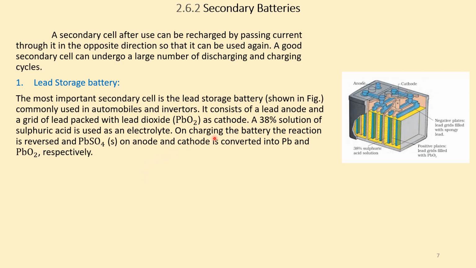The lead storage battery consists of a lead anode. See here, there is an anode which is made up of lead, and a grid of lead packed with lead dioxide, PbO2, as cathode. See, these are the cathode shown in light pink color. A 38% solution of sulfuric acid, as shown in the figure, is used as an electrolyte. On charging the battery, the reaction is reversed and PbSO4 solid on anode and cathode is converted into lead and PbO2 respectively.